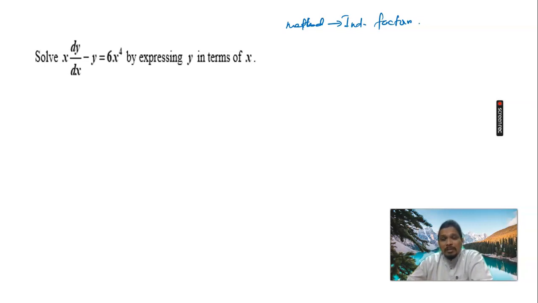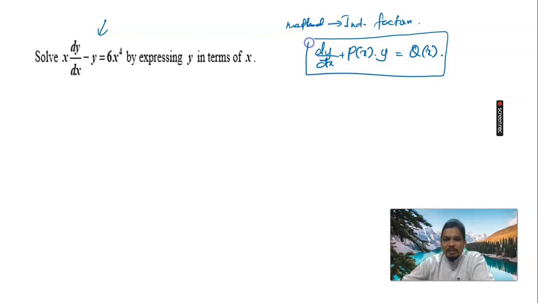We use the integrating factor in the matriculation level syllabus when we cannot separate the variables, y with dy and x with dx. So another option is to use the integrating factor. We are going to make some adjustment to this question and write it in this form: dy/dx plus p(x) multiplied with y equal to q(x).